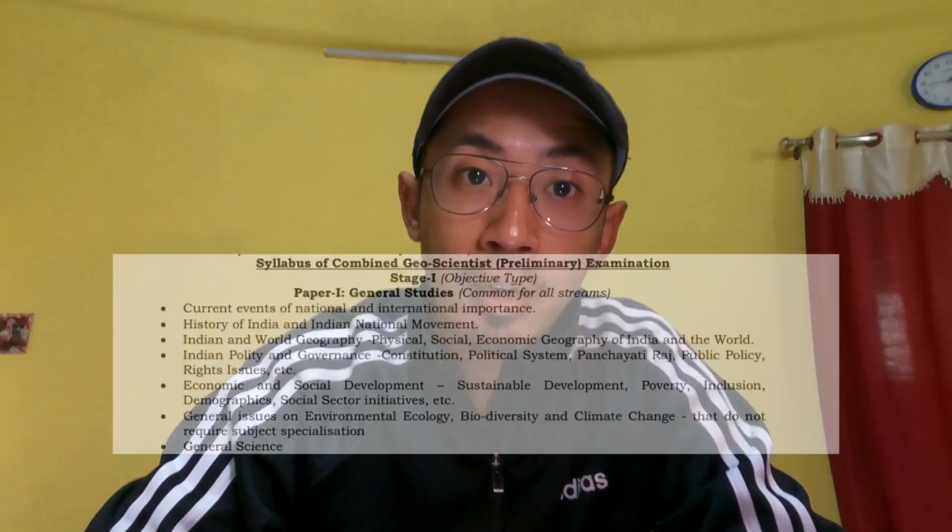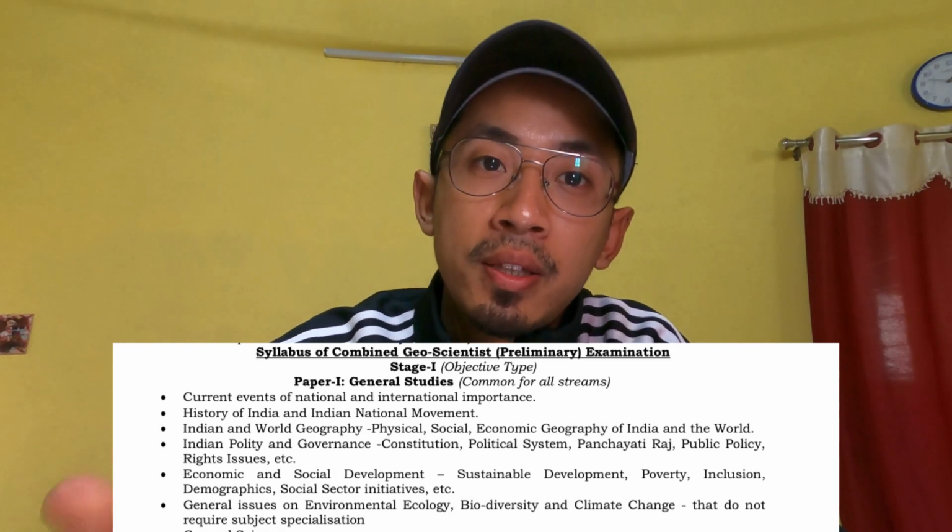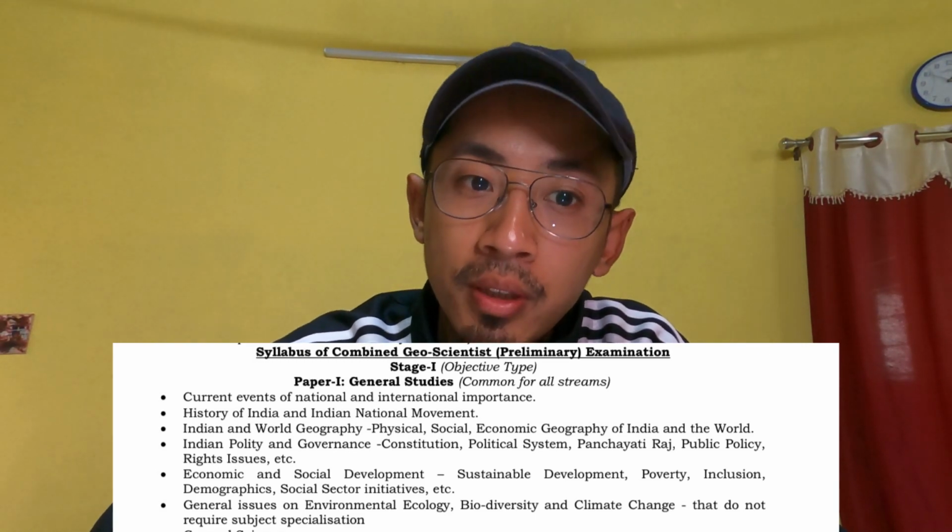For general studies, UPSC has given 7 topics. The first one is current affairs and international importance. The second is history of India and the Indian national movement. Third is Indian and world geography. Fourth is Indian polity and governance. Fifth is economic and social development. The sixth is general science. And finally, general issues and environmental ecology. So those are the 7 topics UPSC has given. Now let's dissect topic by topic.